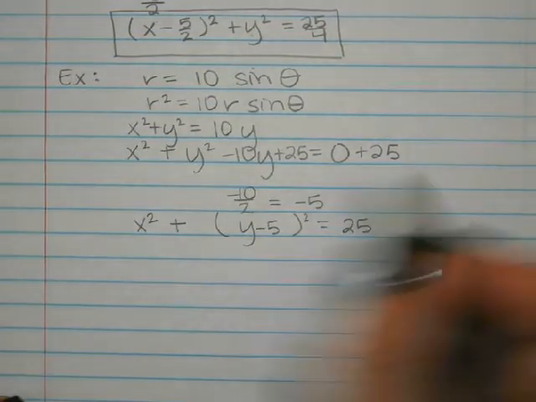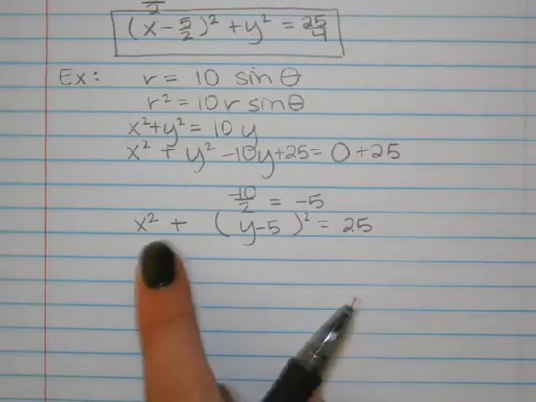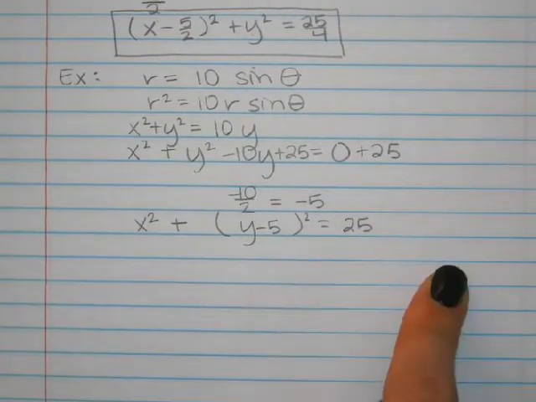So yeah. All right, so we have a circle centered at 0, 5 with a radius of 5. Does that make sense? Okay.